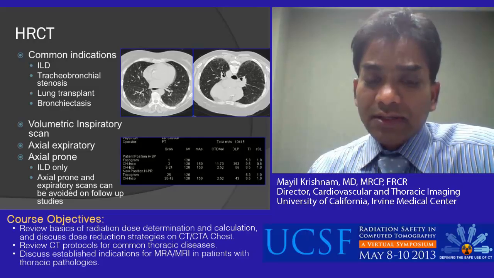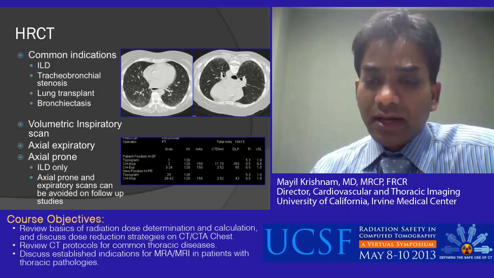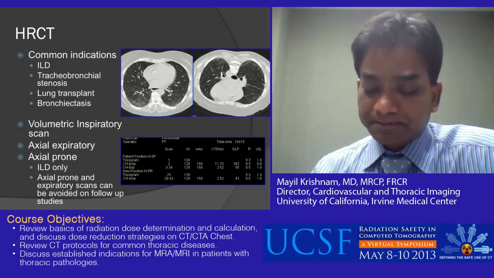So on our right, there are two images. One on the left side is a supine volumetric scan showing ground glass opacities in the lung bases. On the right is a prone image, low dose prone image performed with axial mode showing evidence of fibrosis in the lung bases.